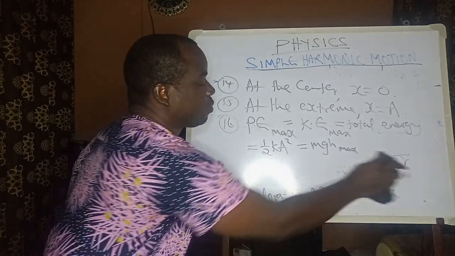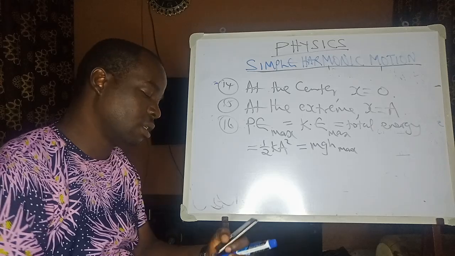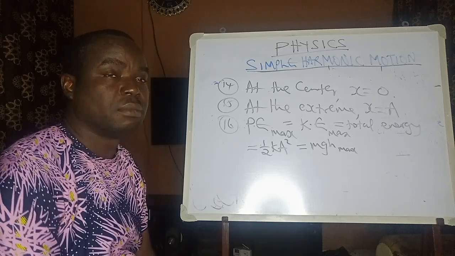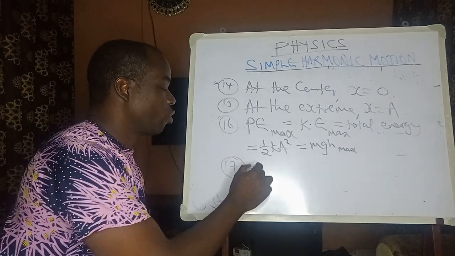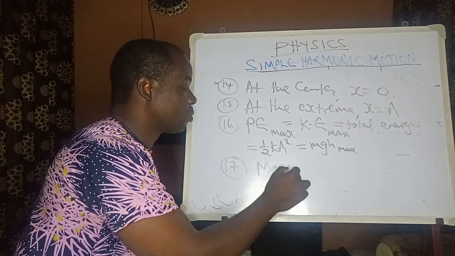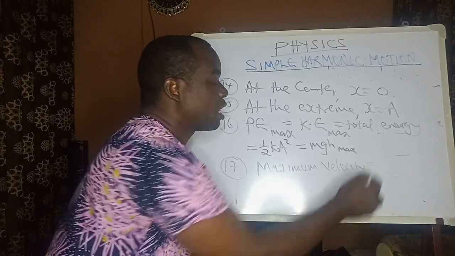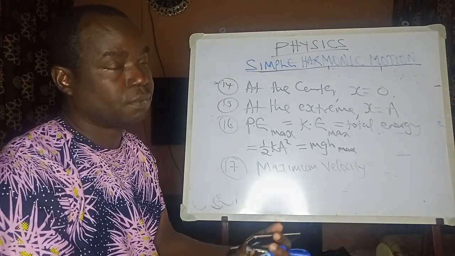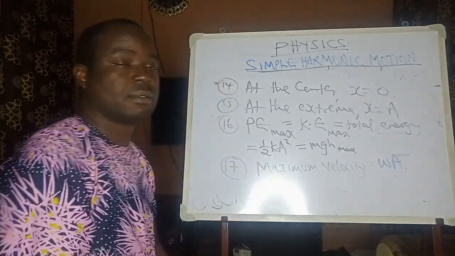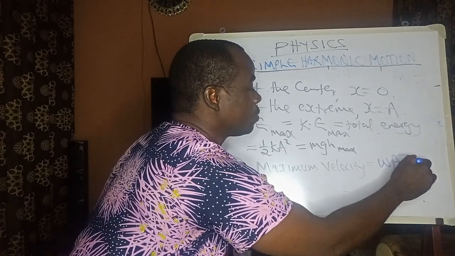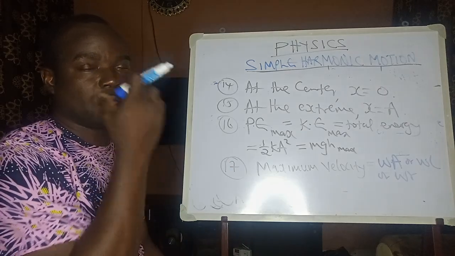Then we will add 2 more formulas and then call it a day for this particular video. Now 17, maximum velocity. So you can be asked to solve for maximum velocity. Okay, maximum velocity is WA. Take note, or you can even call it WL, or you can call it WR, depending on what you are given to use.